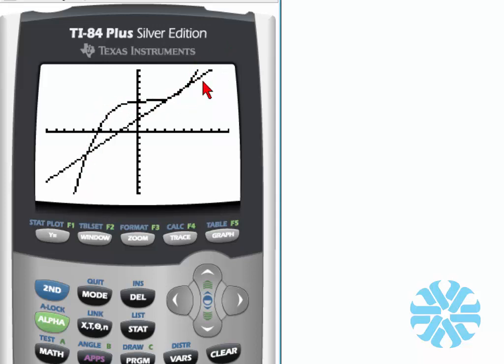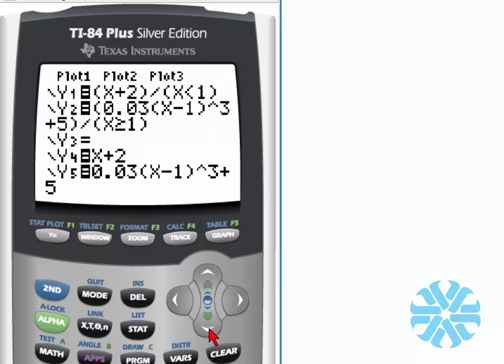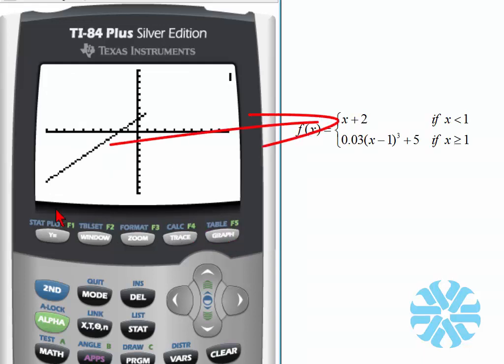Now when we restrict the domain for each function, let's go back here, and then we will not graph y4, and we won't graph y5. Remember, you just highlight the equal sign and select enter. Now we'll graph it with the restrictions on the piecewise function, and again there's the first piece and there's the second piece. Okay?